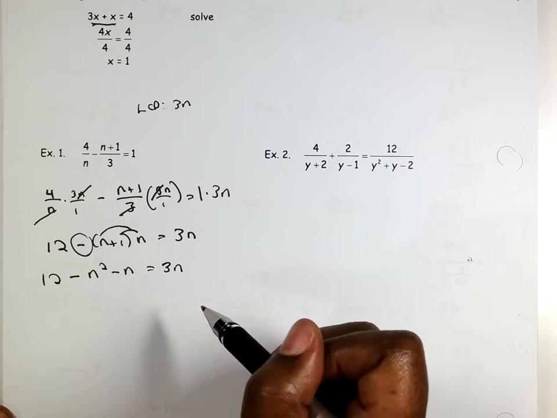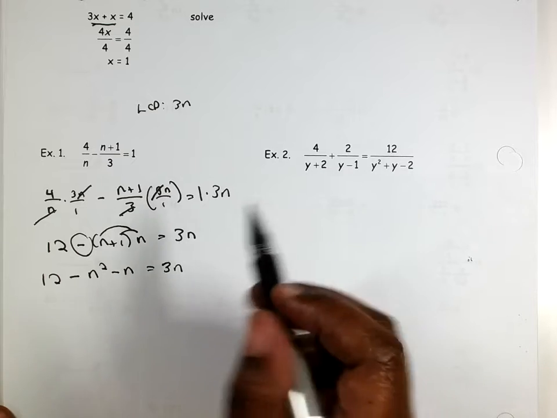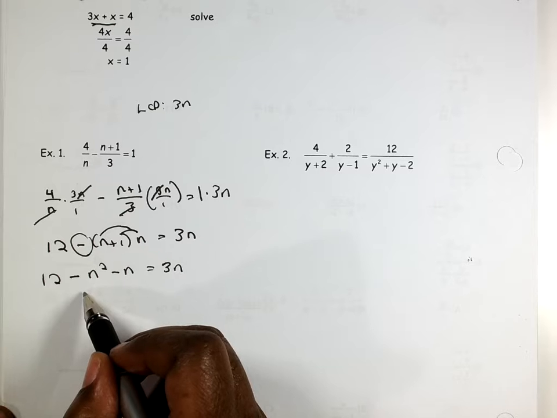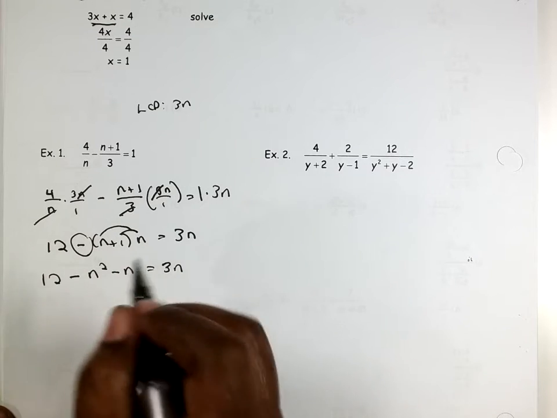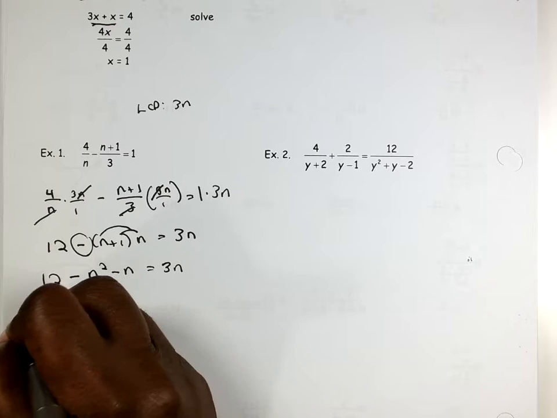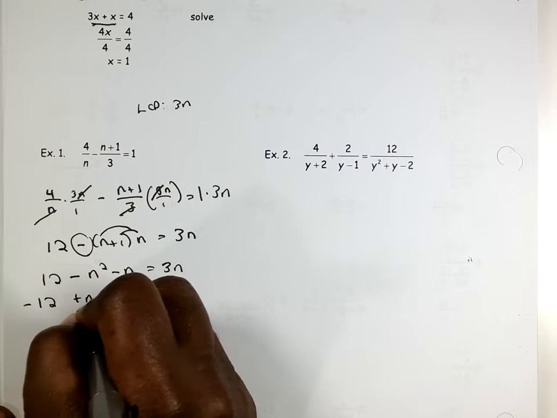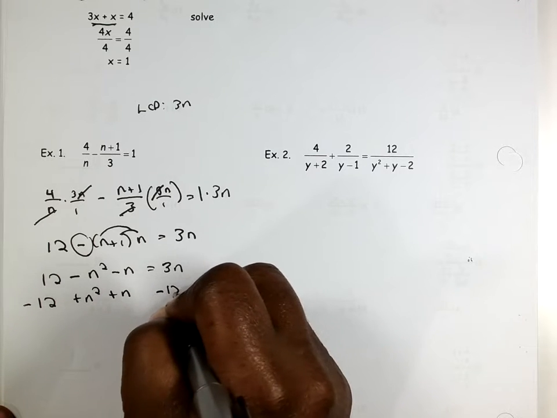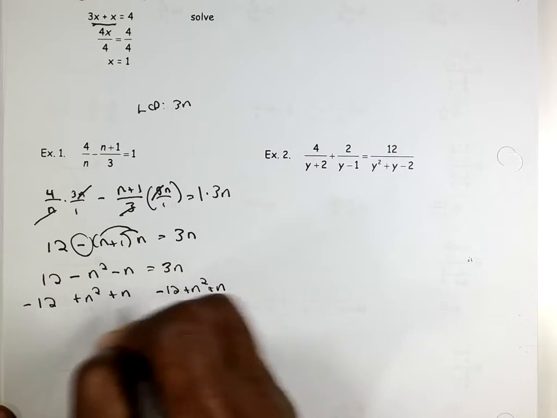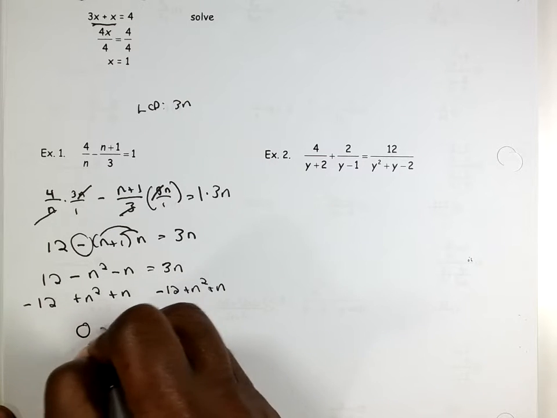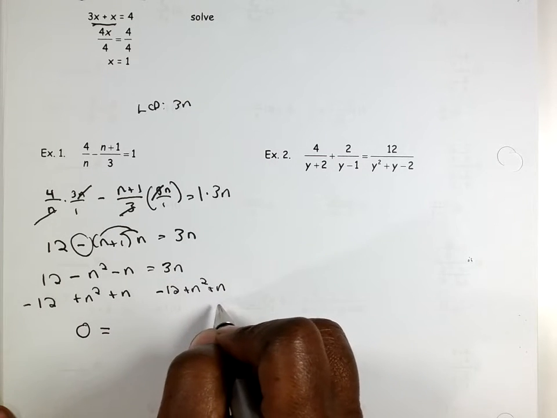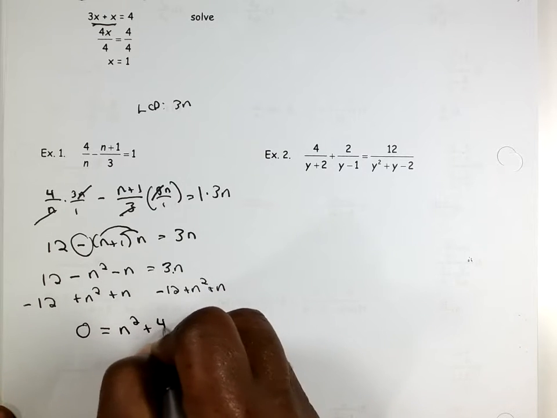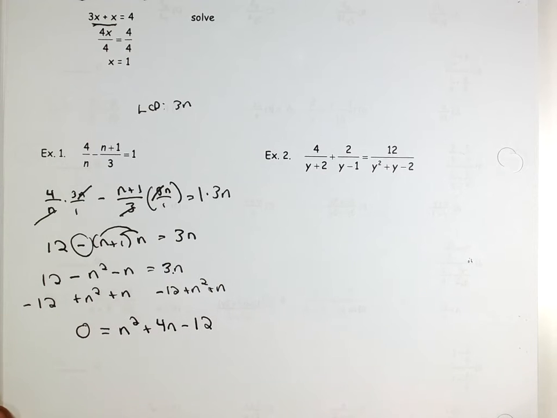So this time I have a quadratic. I need to set it equal to 0 and factor it. And because this is negative and I need my coefficient of the square term to be positive, I'm going to move everything to the right side. So I'm going to subtract 12, add n squared, and add n. So all this is just gone to a 0. And then let's just write it in the right order. So n squared goes first. 3n plus n gives me 4n. And then I have that minus 12.